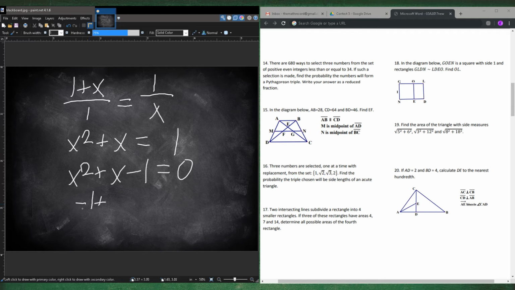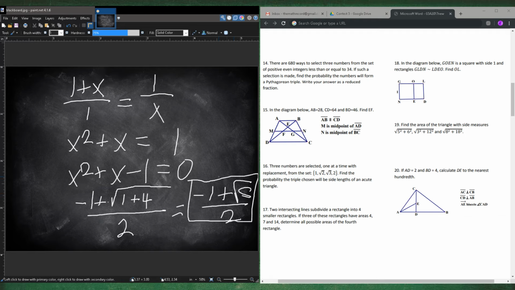So negative 1 plus the square root of b squared, which is 1, minus 4ac. A is 1, c is negative 1, so that's just plus 4, all over 2a. So x will equal negative 1 plus square root 5 over 2. So that's your answer: negative 1 plus square root 5 over 2.